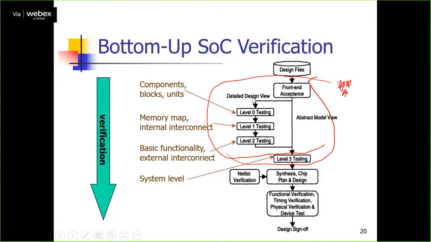In bottom-up SOC, normally this will be the major end. Maybe you can have an RTL configuration. You can have an RTL2 gate configuration, etc. And these analyses will be the basis to do other verifications. So afterwards, you integrate the system.